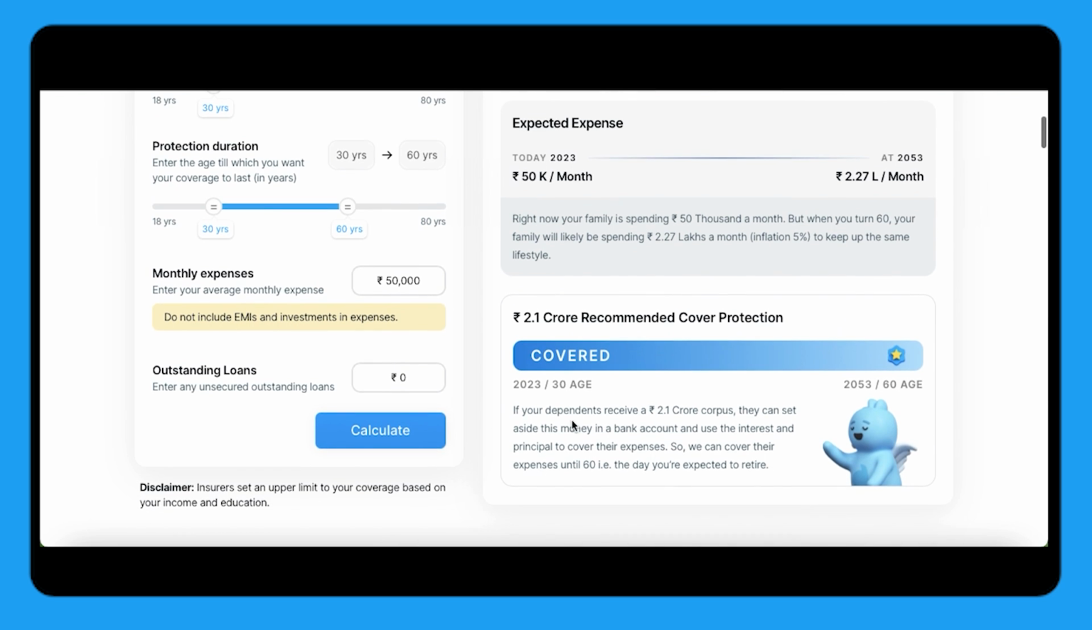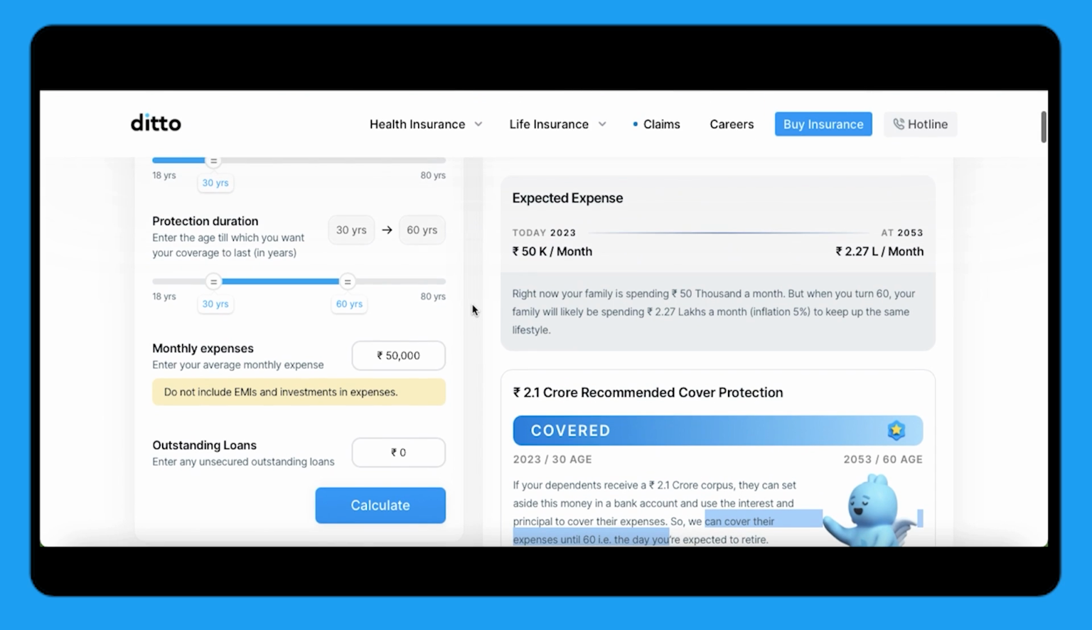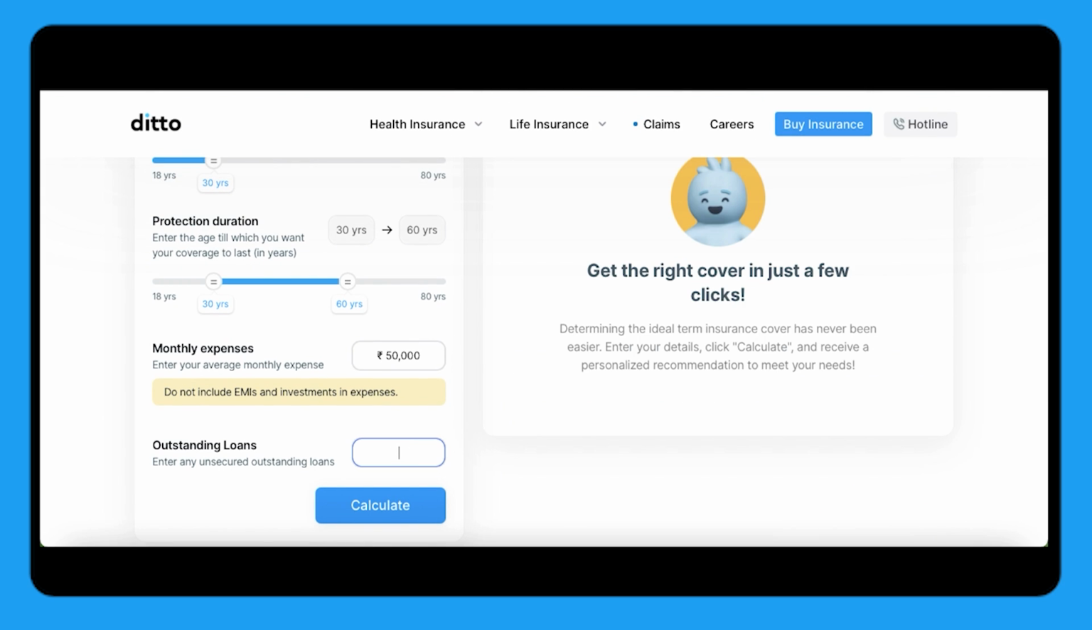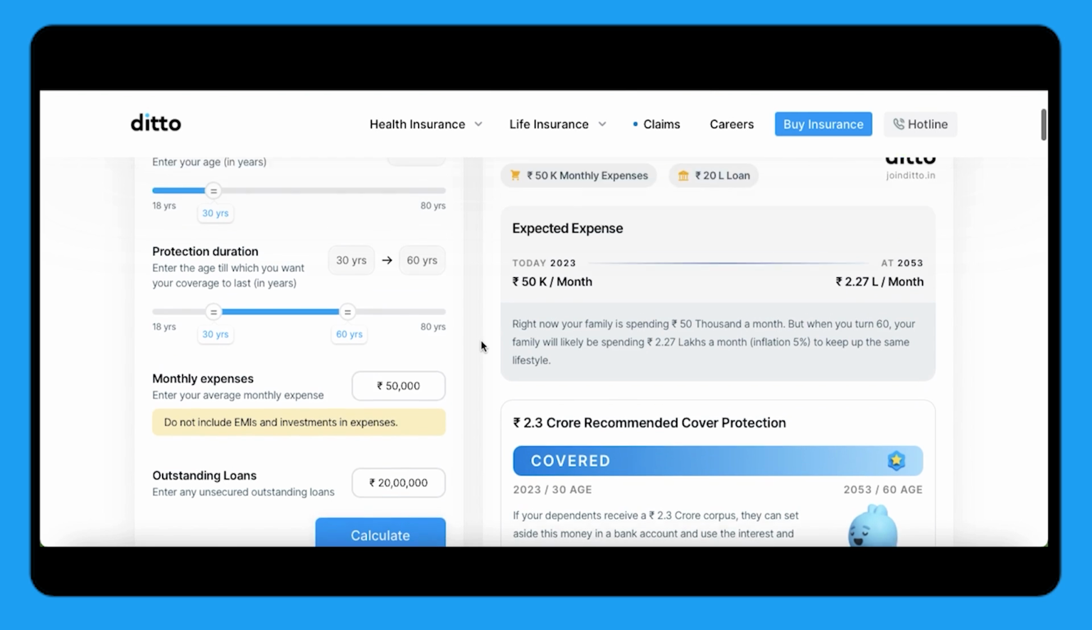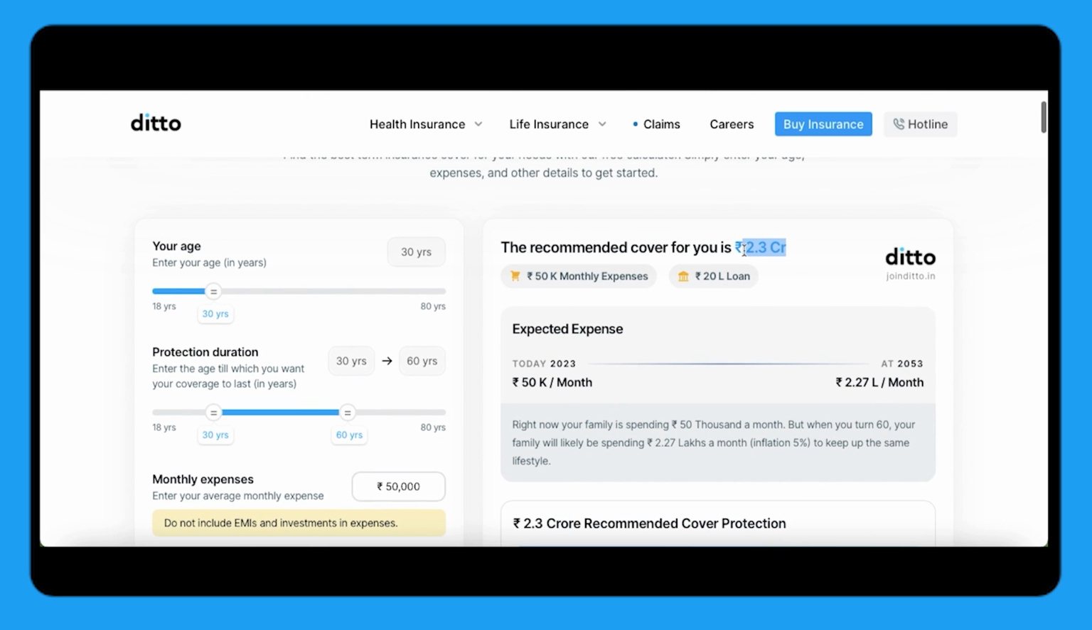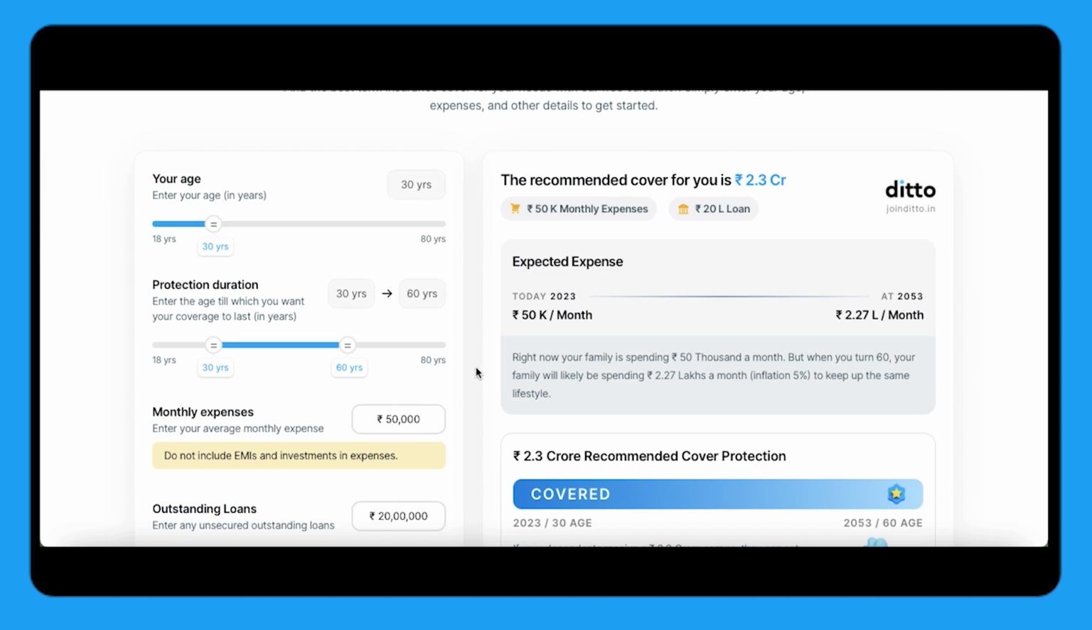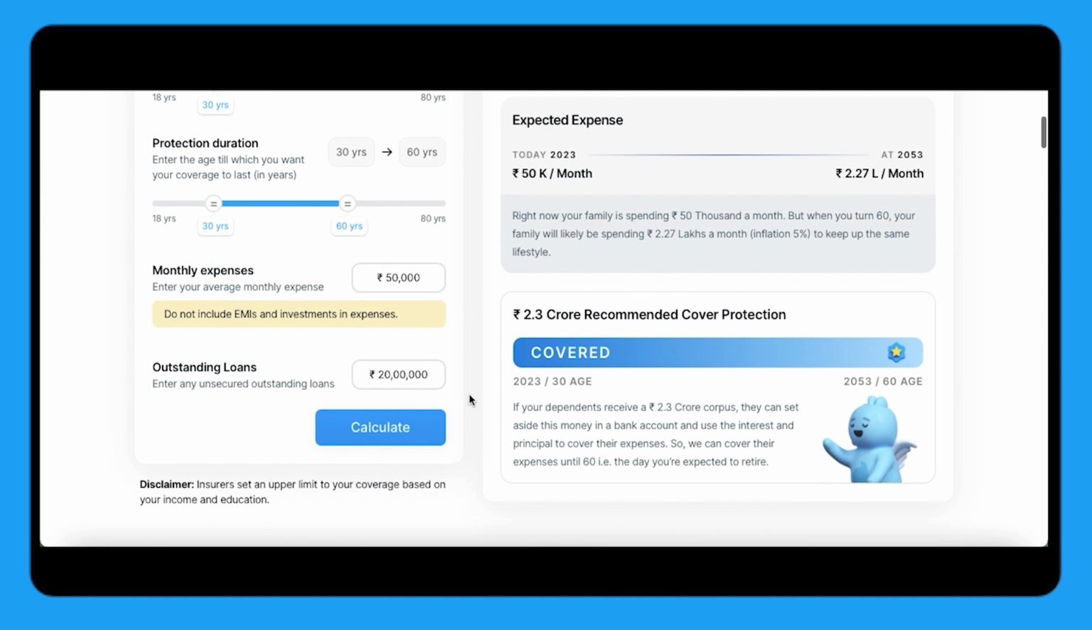So if your dependent receives a 2.1 crore corpus, they can set aside this money in a bank account and use the interest and principal to cover their expenses, and this can last till 60 years of life. Again, here we have not considered an outstanding loan. So if you have, let's say, a loan of 20 lakh and you put that amount and click on calculate, it would consider 2.3 crores of coverage. Basically, it has also considered your loan amount because if anything happens, you have to pay the loan as well.